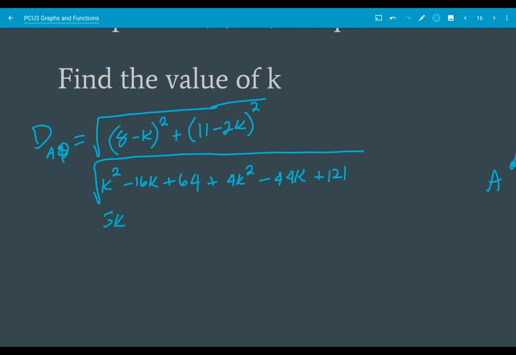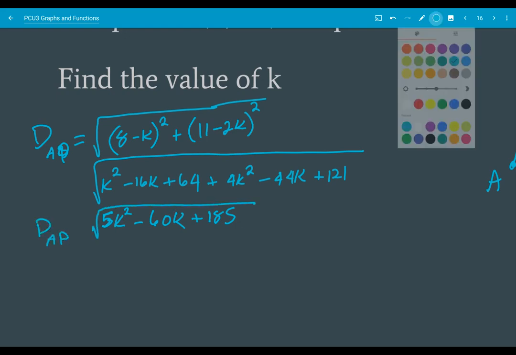So it's 5k squared minus 60k plus 185. Okay, and this is D, the distance from A to P.